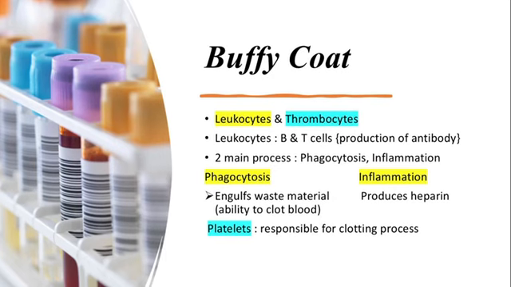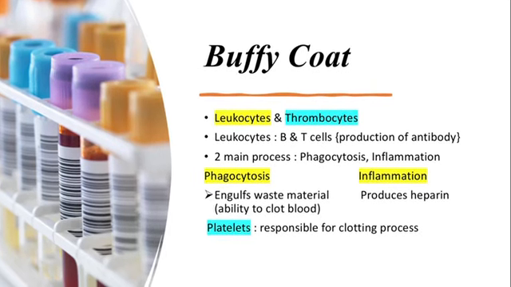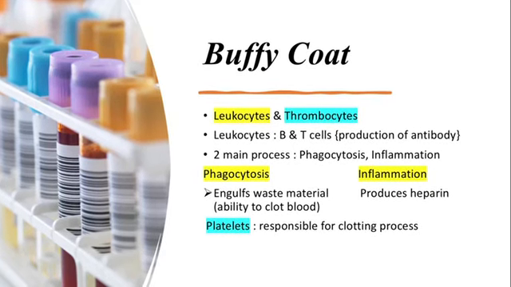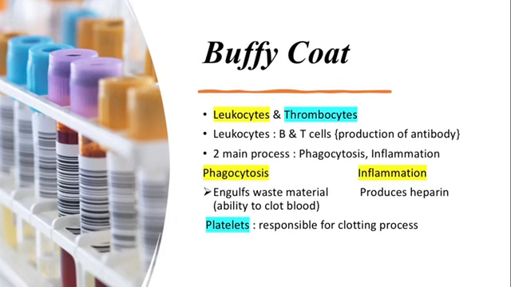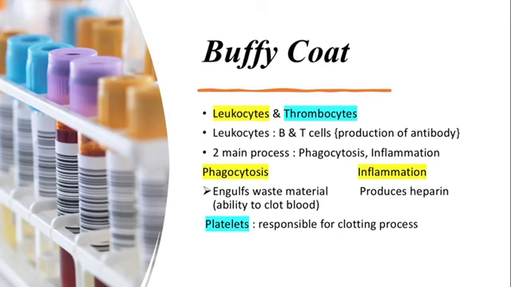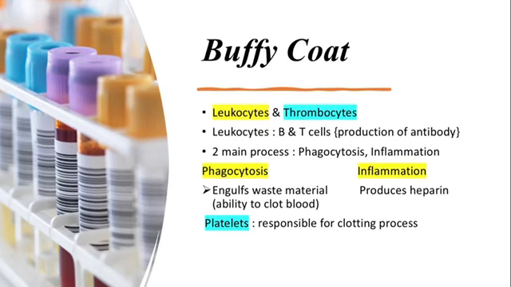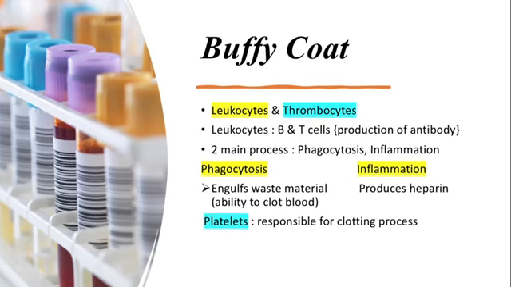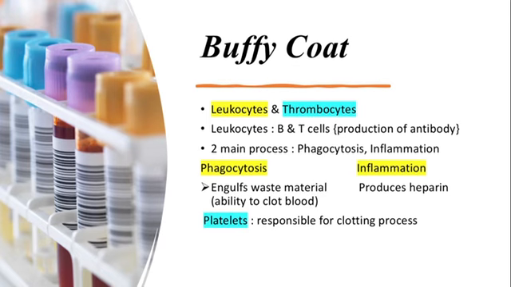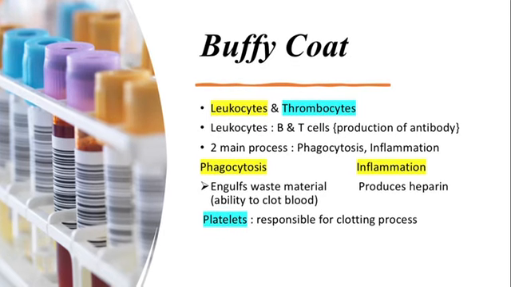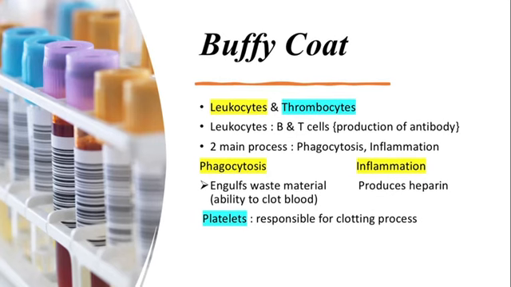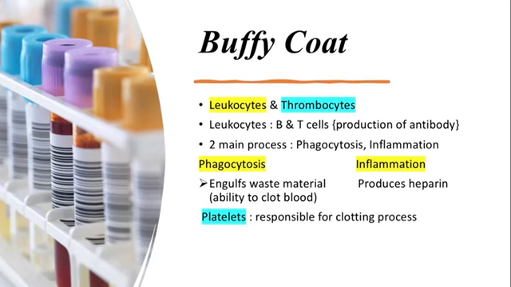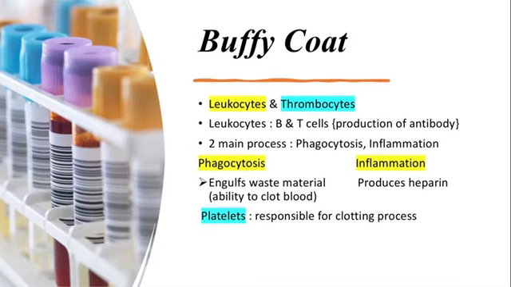The purpose of white blood cells is to aid our body in different ways, for example, in phagocytosis and inflammation processes. Phagocytosis is responsible for engulfing and absorbing waste materials and harmful microorganisms in our body, as well as the synthesis of antibody molecules. Apart from that, it also helps in the inflammation process by the production of heparin, which helps in blood clotting. Besides leukocytes, the buffy coat also comprises thrombocytes, also known as platelets. They are the smallest solid component of the blood, which helps in clotting processes.